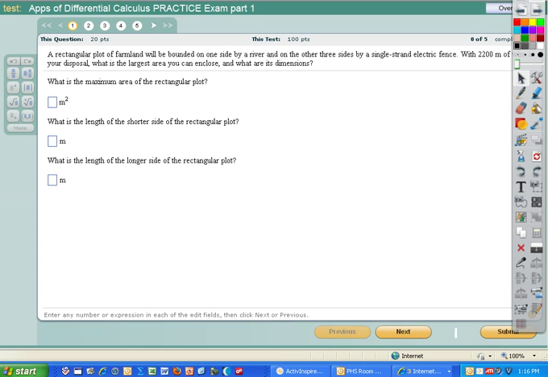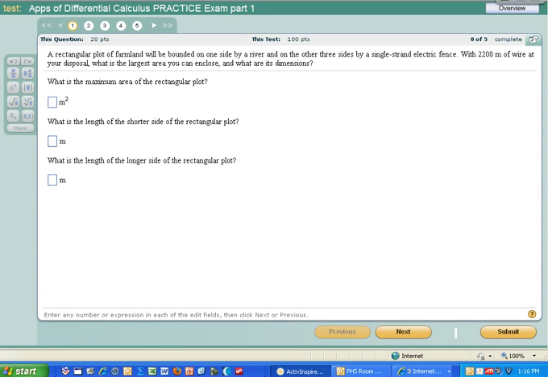A rectangular plot of farmland will be bounded on one side by a river, on the other three sides by a single strand electric fence, with 2,200 meters of wire at your disposal. What is the largest area you can enclose, and what are its dimensions?